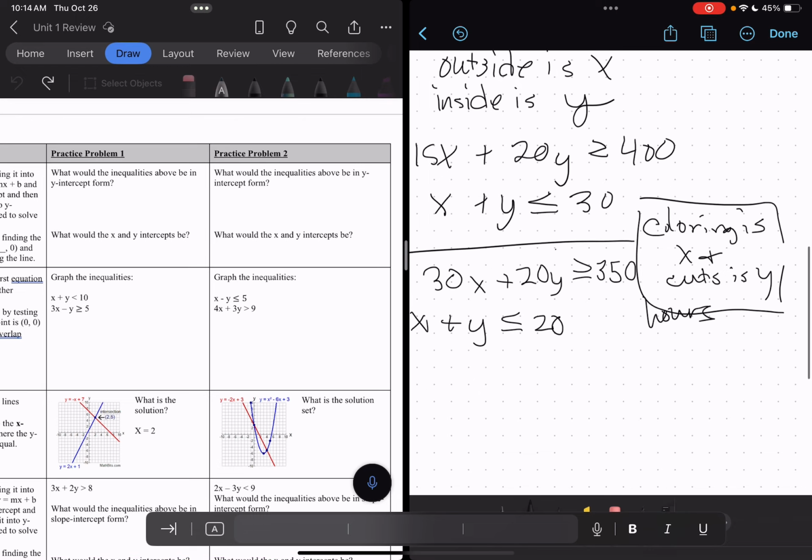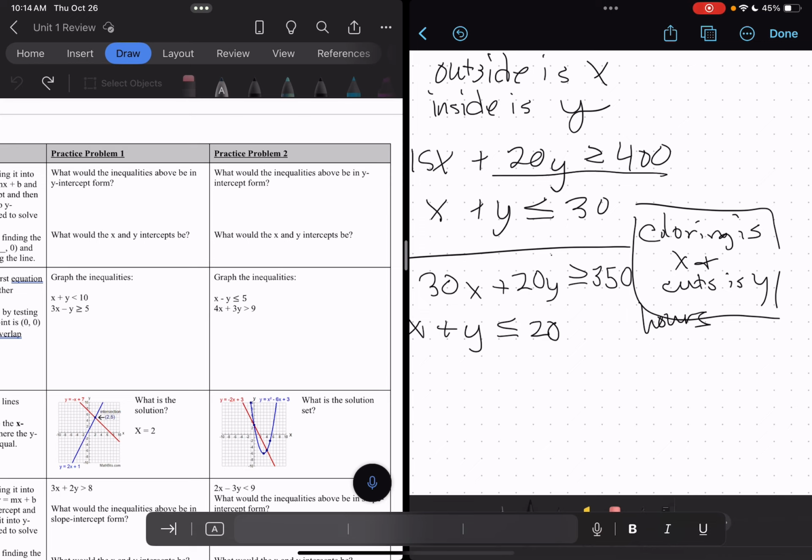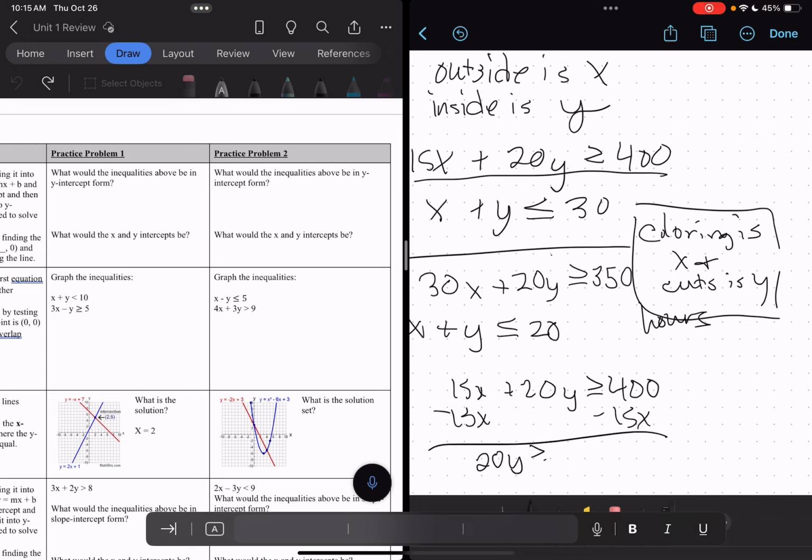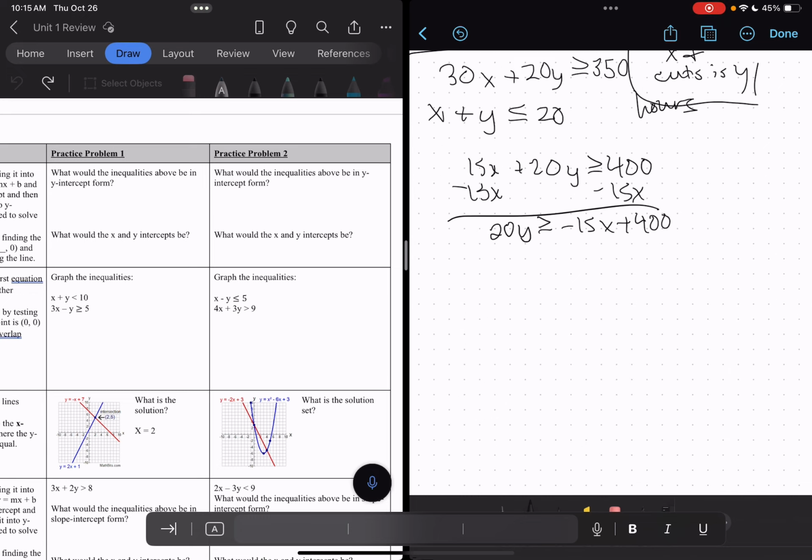So I'm going to move this over a little bit. All right, so for this one right here, I want to solve for y. So 15x plus 20y is greater than or equal to 400. I'm going to subtract 15x from both sides, and we'll get 20y is greater than or equal to negative 15x plus 400. All right, now I can go ahead and divide both sides by 20. And remember, every term needs to be divided by 20. So we'll get y is greater than or equal to negative 15 over 20x plus 20. 400 divided by 20 is 20.